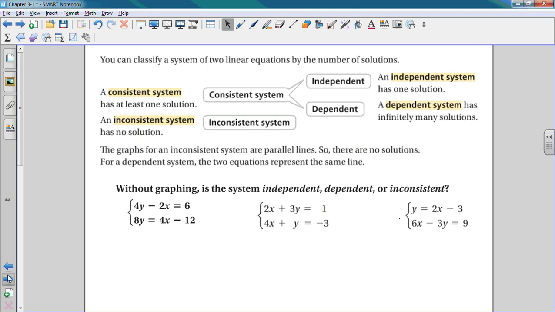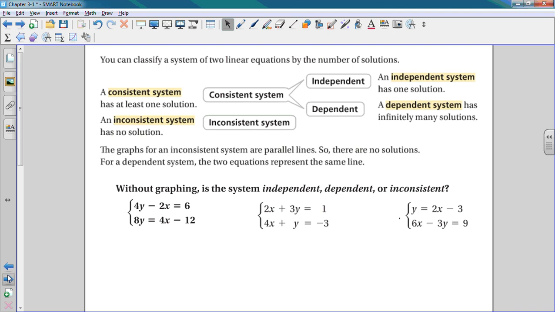A consistent system just means there's at least one solution. An inconsistent system means there's no solution at all. Okay? So you're going to either have a solution or no solution. Instead of saying no solution or solution, they give them actual words. They give them consistent and inconsistent. Okay?